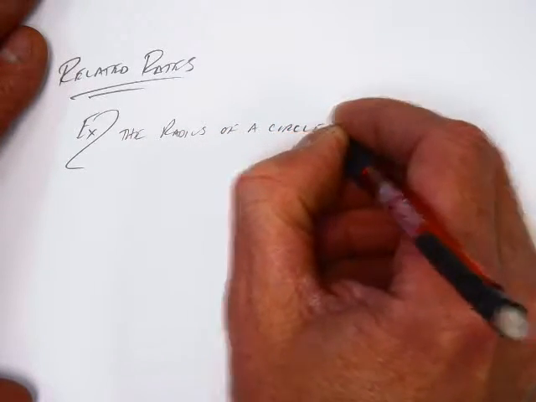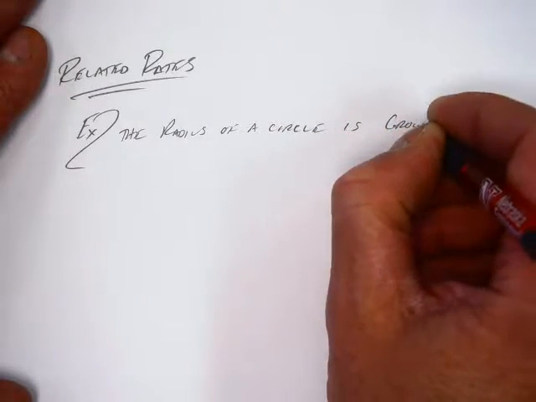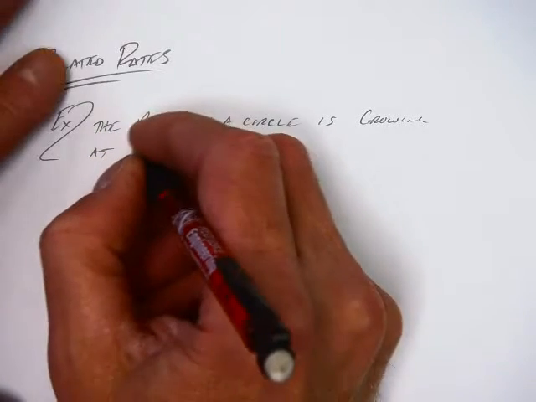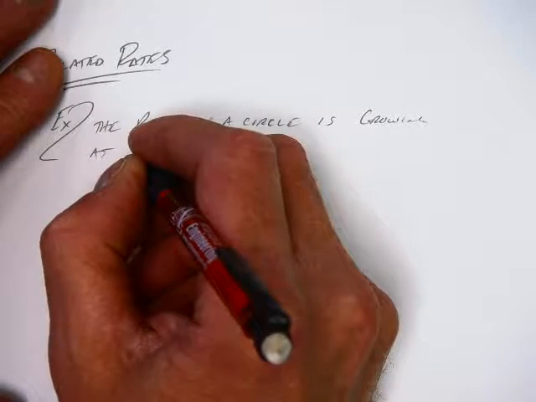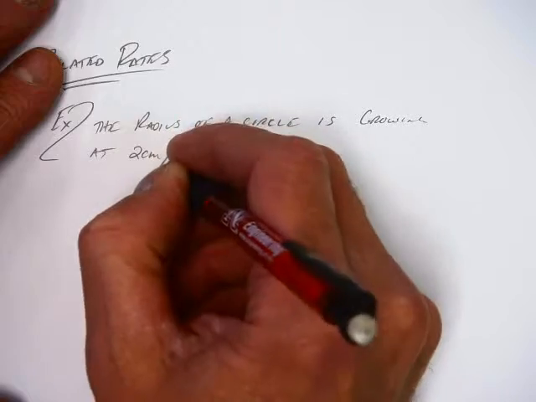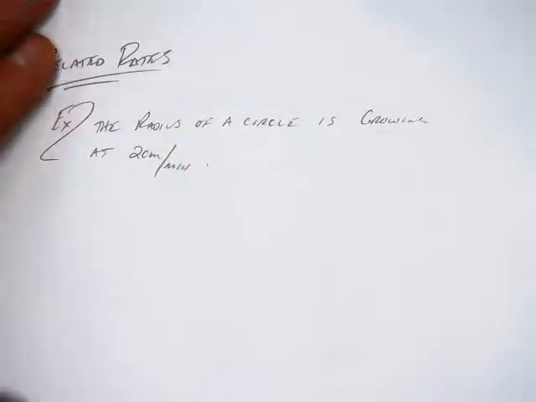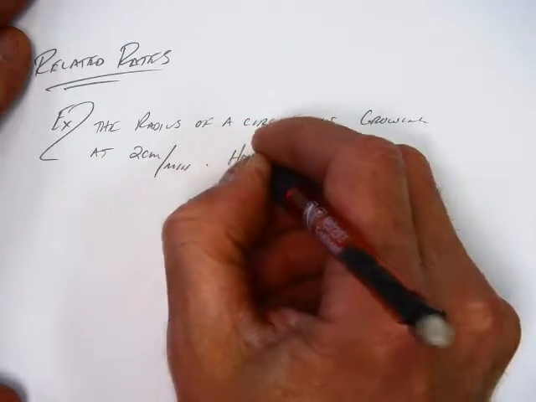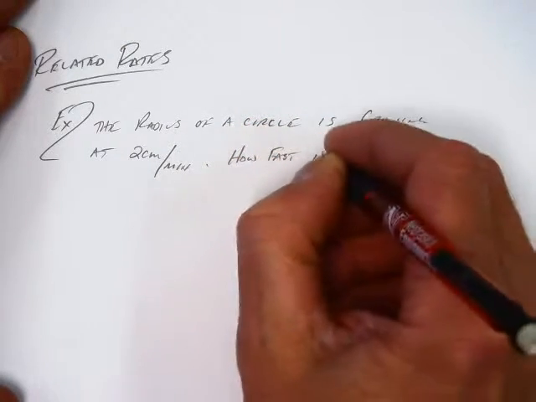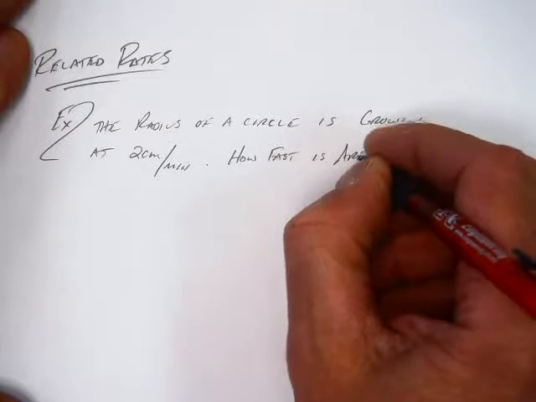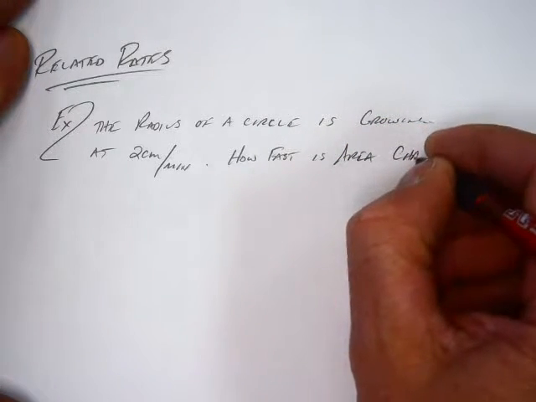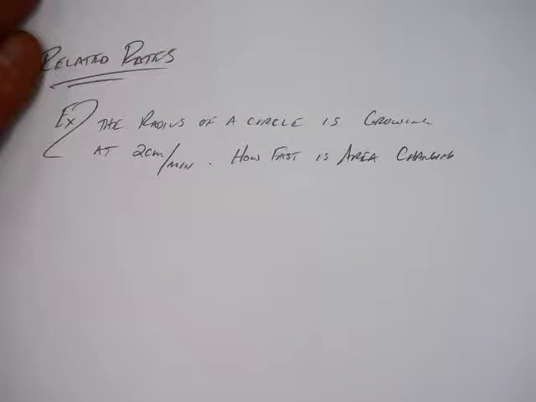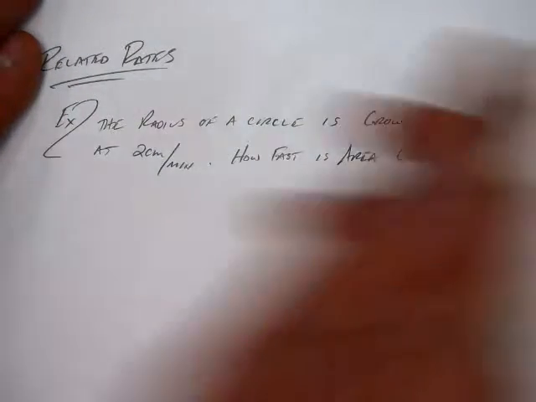Let's say that the radius of a circle is growing at the rate of, let's go, 2 centimeters per minute. How fast is the area changing?